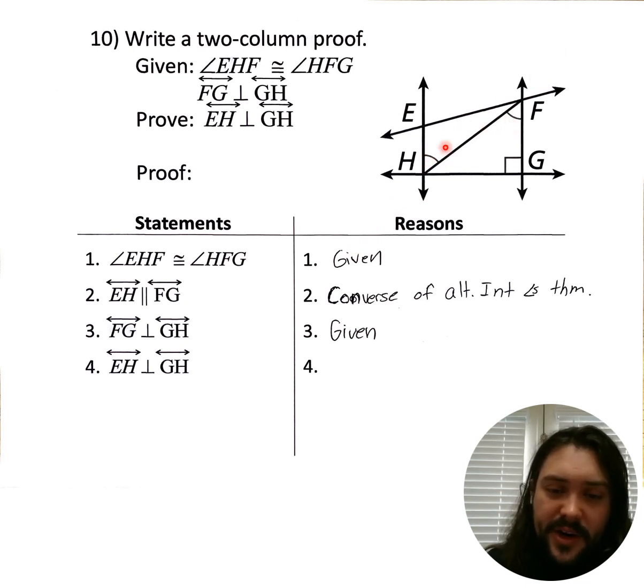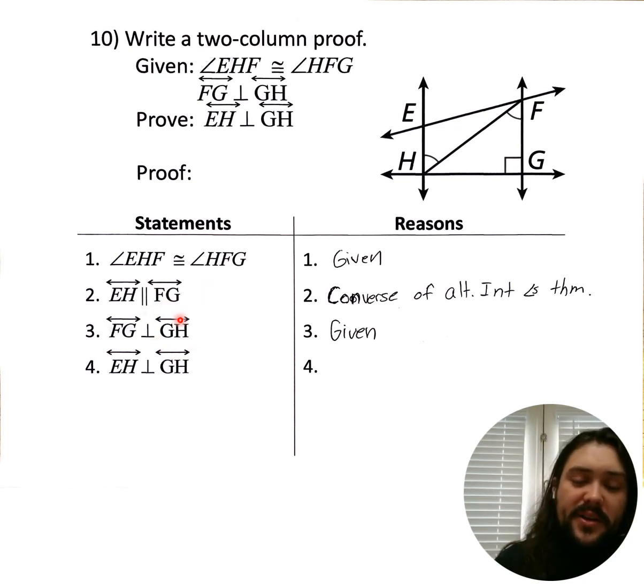These are alternate interior angles, and they happen to be congruent. So the converse of the alternate interior angles theorem proves that EH is parallel to FG. It's also given to us that FG is perpendicular to GH. So FG and GH are perpendicular. That's up here. And so how does that prove that EH and GH are perpendicular?